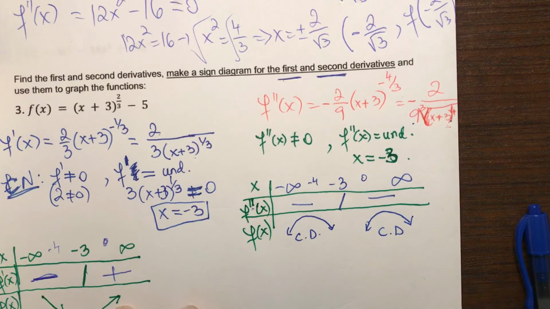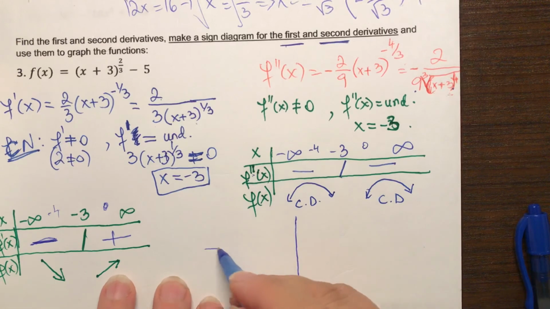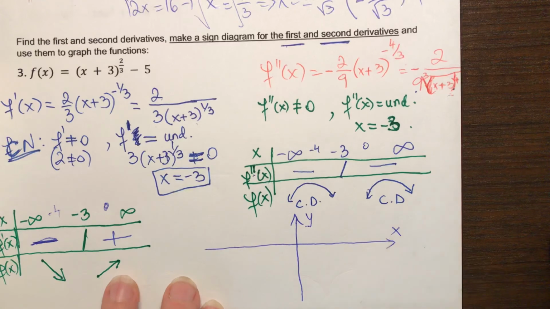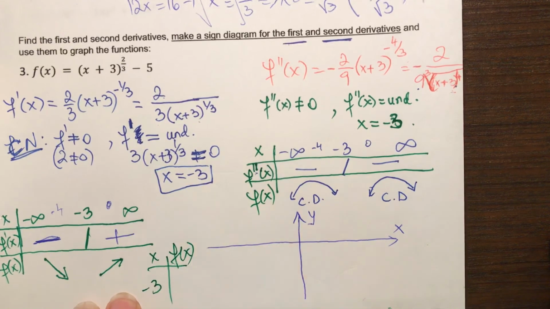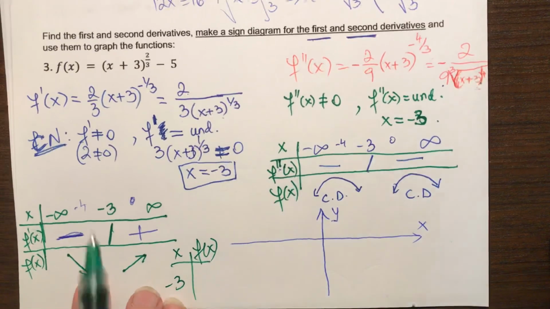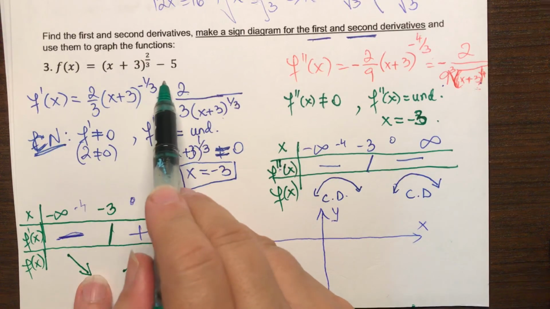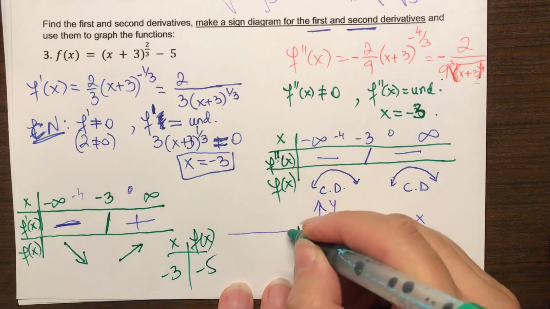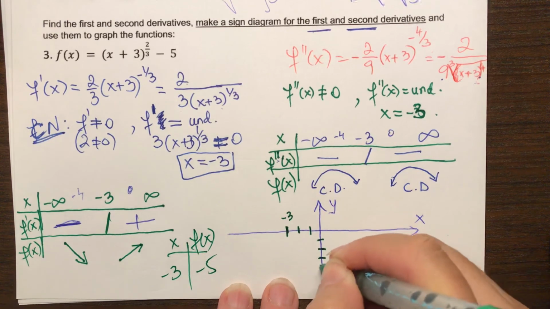And now if you remember from our graph, we already graphed this one, but I said it gives us an extra clue. So negative 3 really is the only point of interest here in this function. If I plug a negative 3 into this function, that makes it 0 to the 2/3, which is 0. 0 minus 5 is negative 5. So really I only have one point of interest, which is negative 3, negative 5.